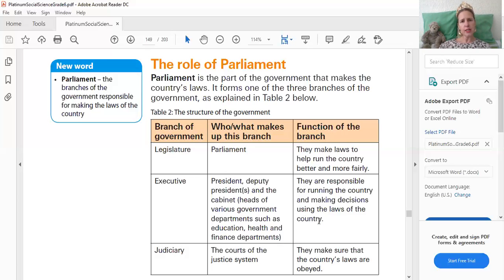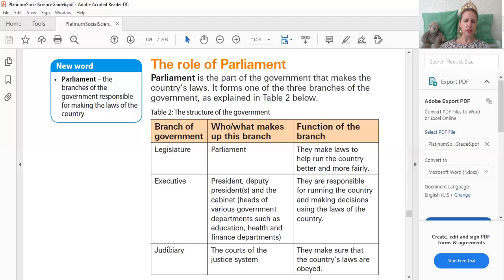So legislature is the parliament and they make the laws. Executive is the top dogs, president, deputy, and ministers and cabinet. And their job is to run the country and make decisions using the laws that the parliament made. All right? And then our third branch is judiciary.